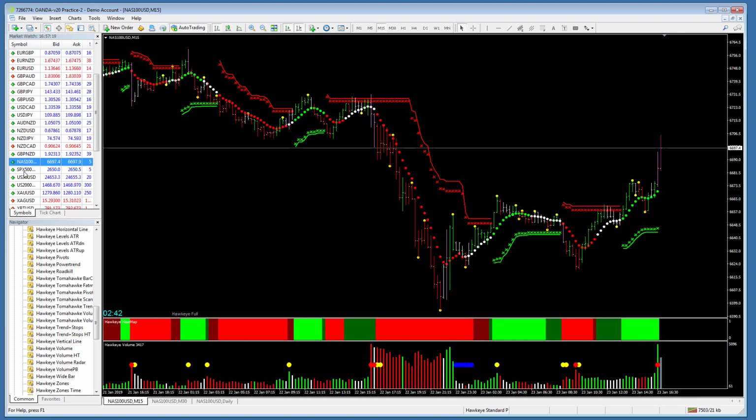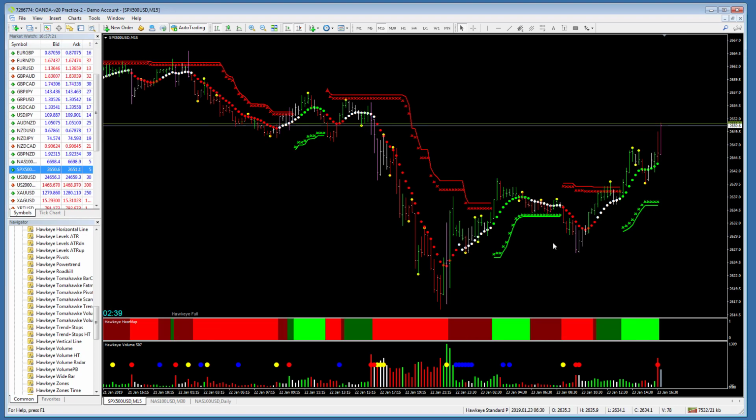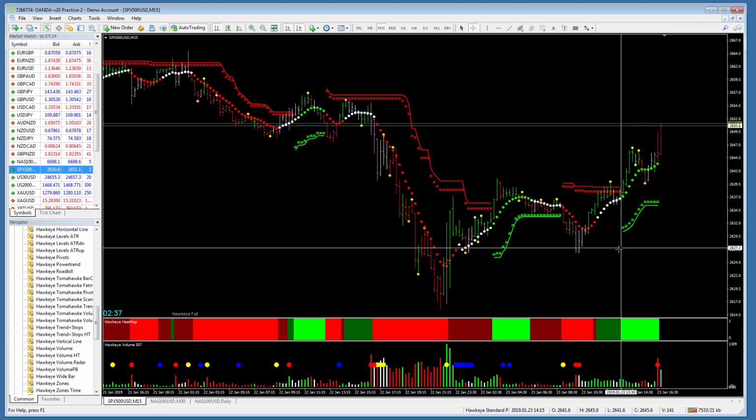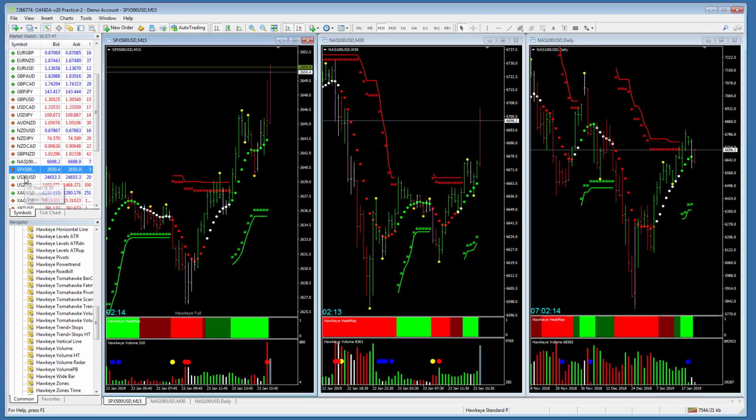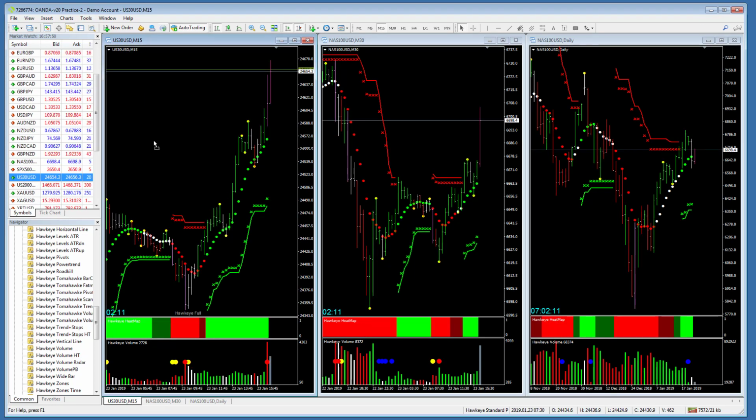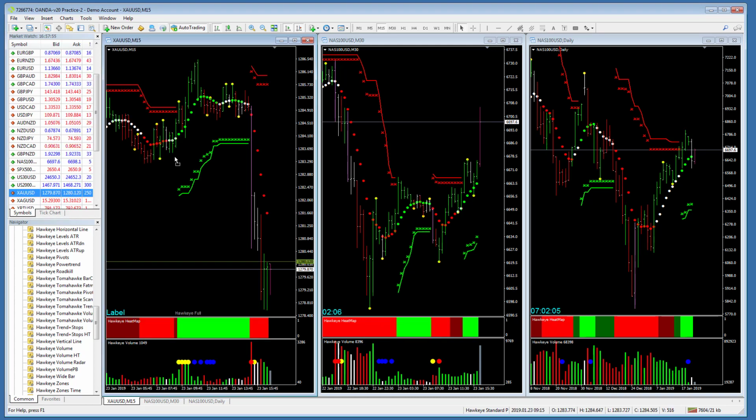The S&P looks like the same thing. Very similar charts. Really nice volume build right here. Really nice retest. Okay, the Dow. Here's gold.